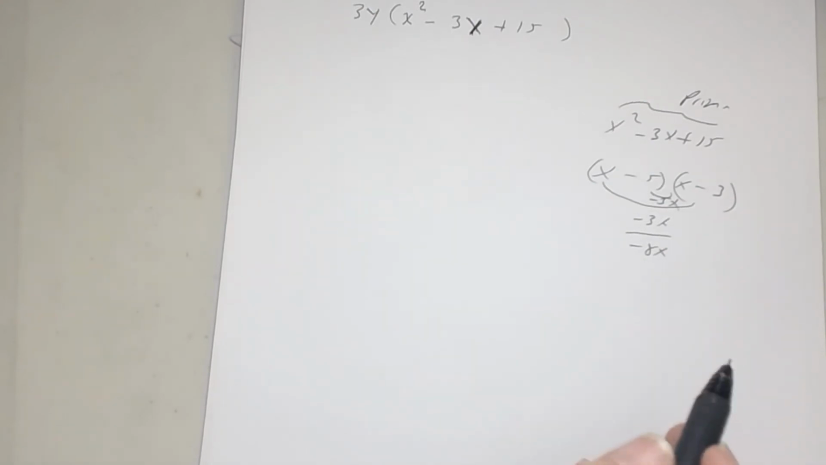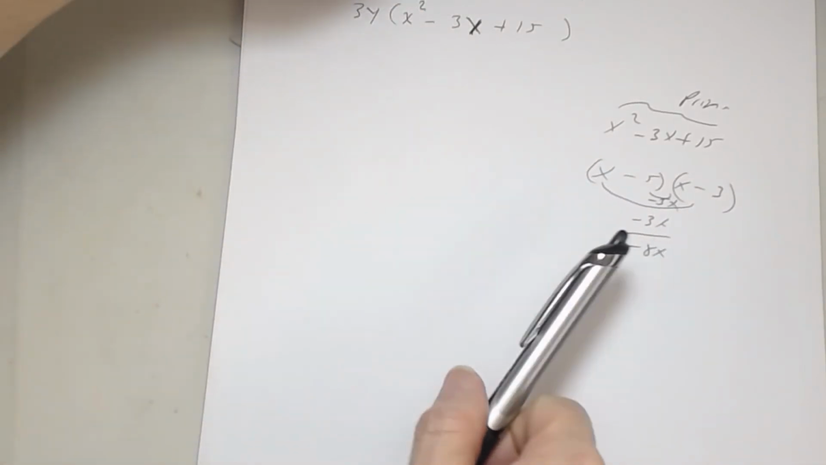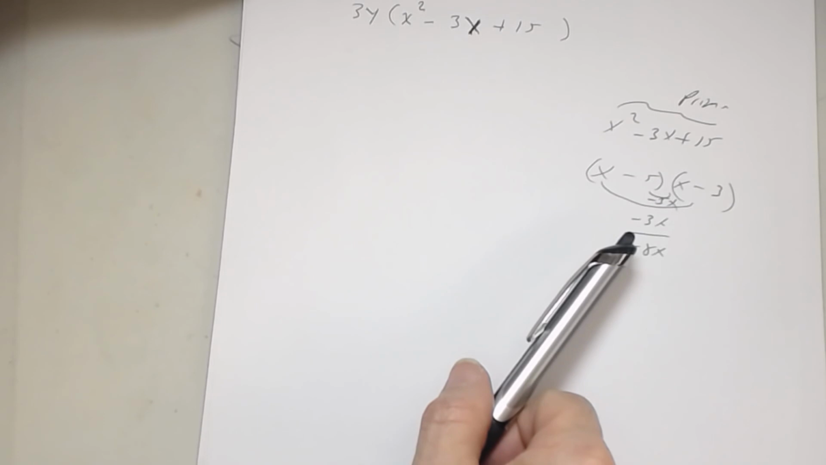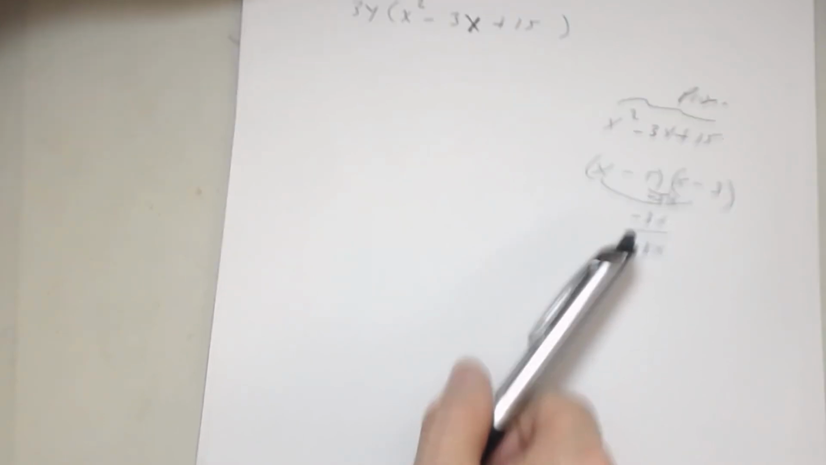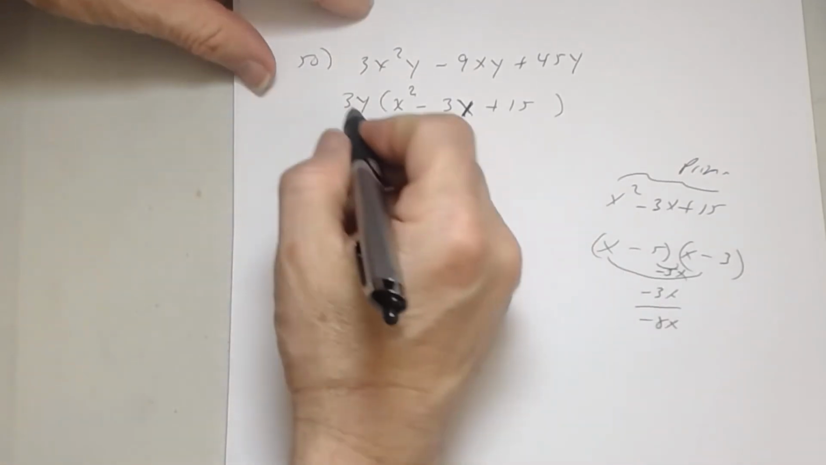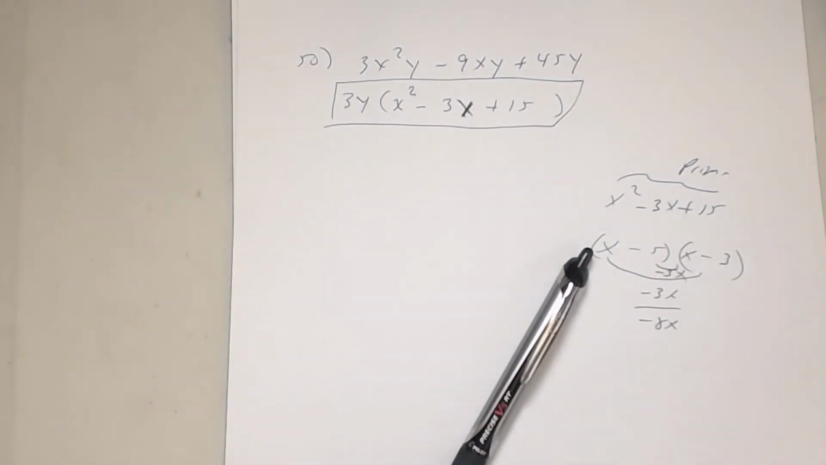Okay, now be careful. The answer is not prime. Because remember, I did factor this polynomial. How did I factor it? GCF. This is your answer. So don't say prime. The answer is not prime because you were able to factor. All you could do is take out the GCF. That's all you could do.